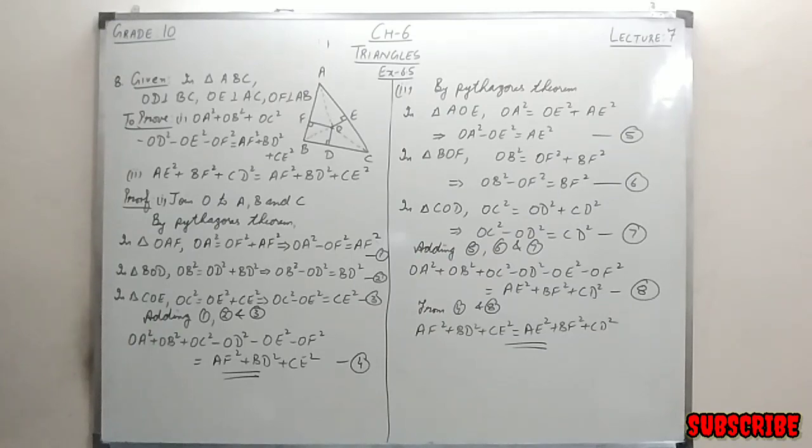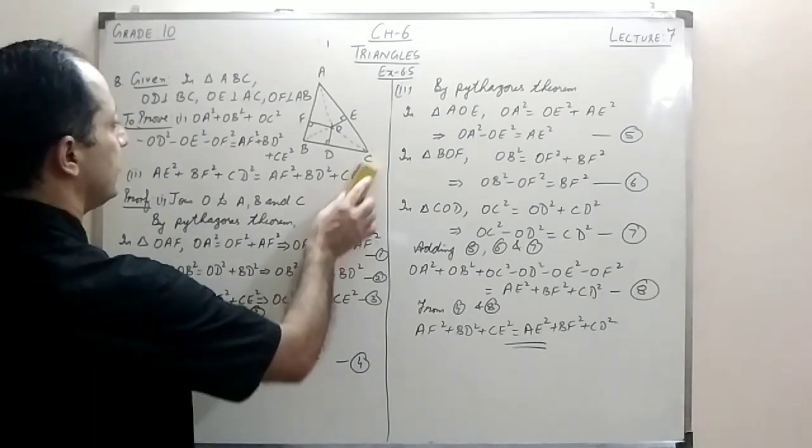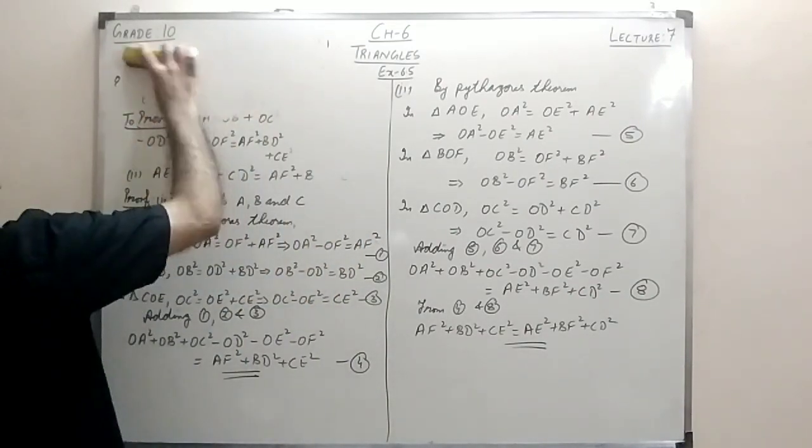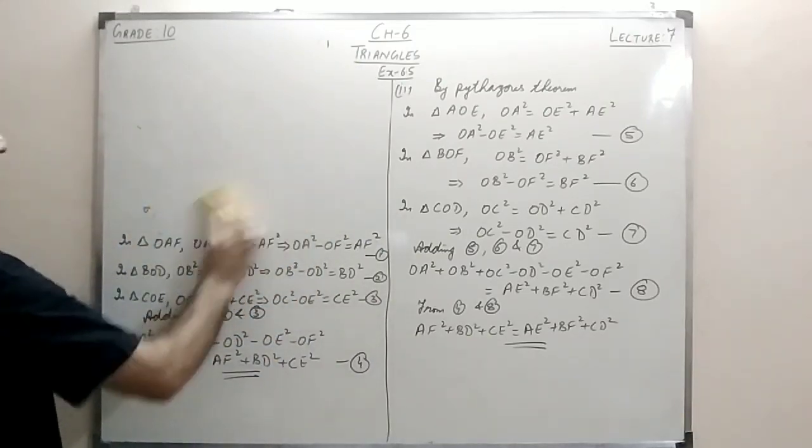Let's go to the next question of this exercise now. The ninth question of this exercise is quite simple. You must have done these types of questions in your earlier classes also. Question number 9 is given: a ladder 10 meter long reaches a window 8 meter above the ground. We have to find the distance of the foot of the ladder from the wall. So quite a simple question, it can be done using Pythagoras theorem.